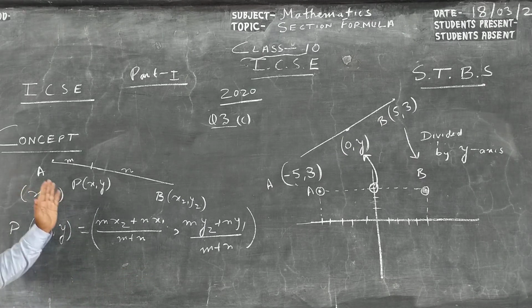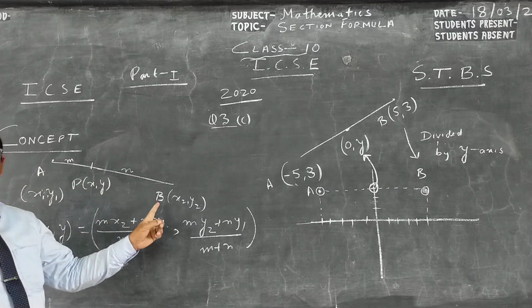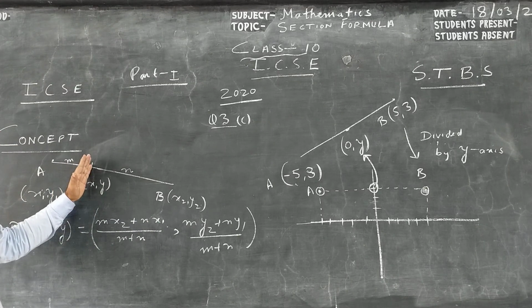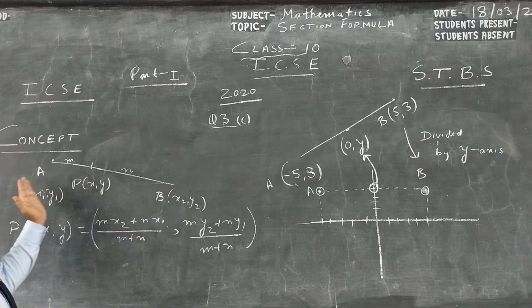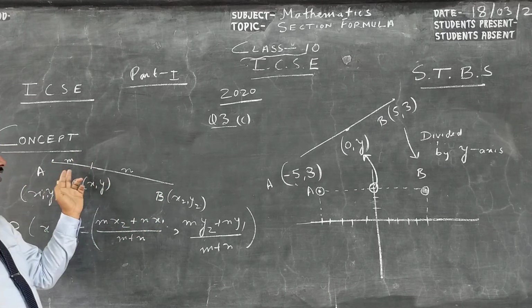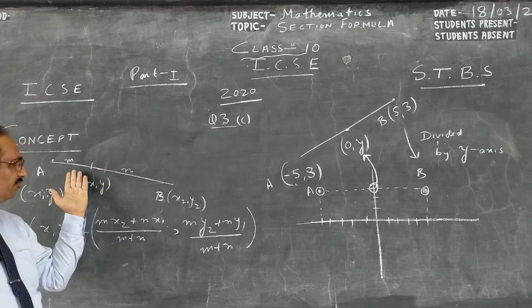So section formula, see what is the concept. Here the concept is you are given 2 points, children, and you have to find a point, or with the help of coordinates we find a point which divides the given line in the ratio m is to n, or m1 is to m2. Many books use m1, m2.